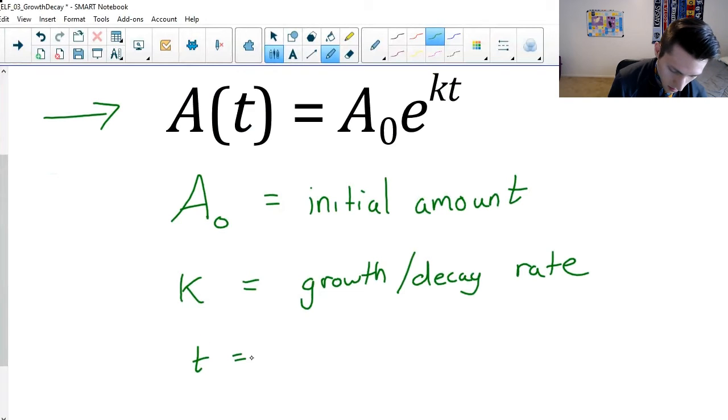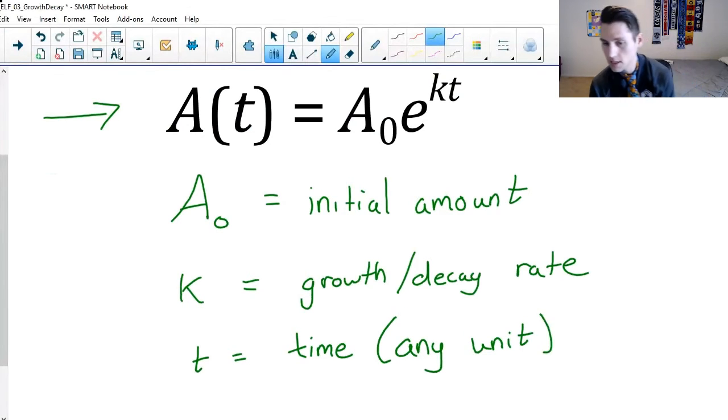And T is the time. And one of the cool things about this formula is this time could be any unit. For the compound interest formula, T has to be in years. That whole equation is based on T being the amount of years. However, in this formula, T could be anything. It could be years, minutes, seconds, billions of years, a nanosecond, whatever. All right? T could be anything.